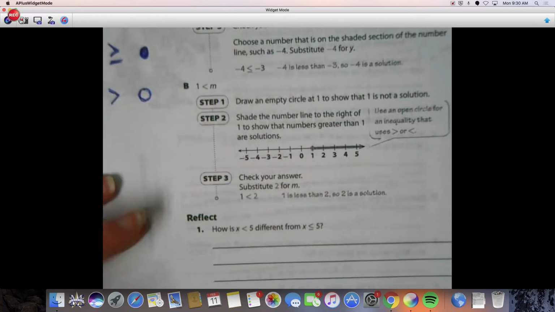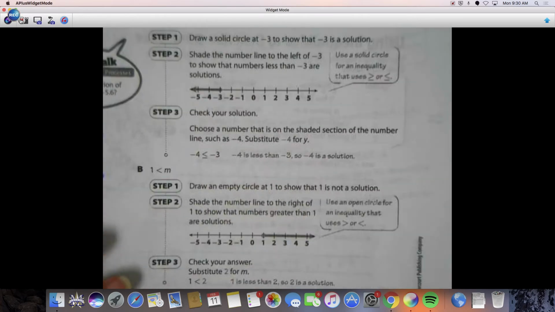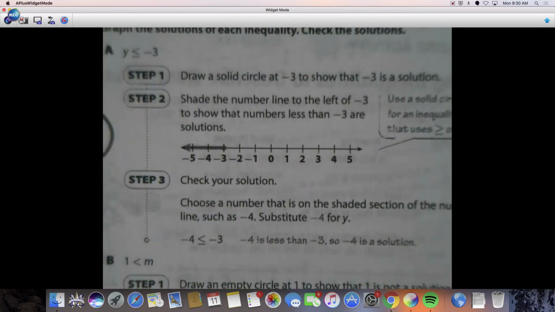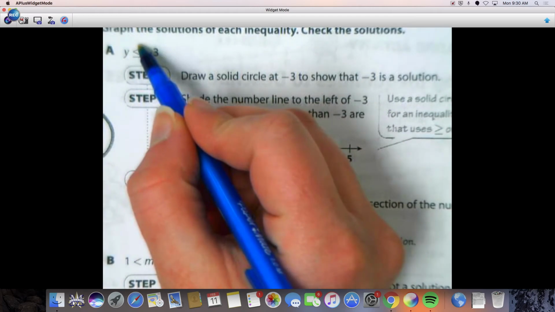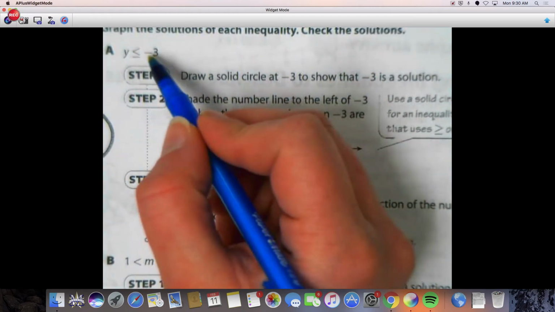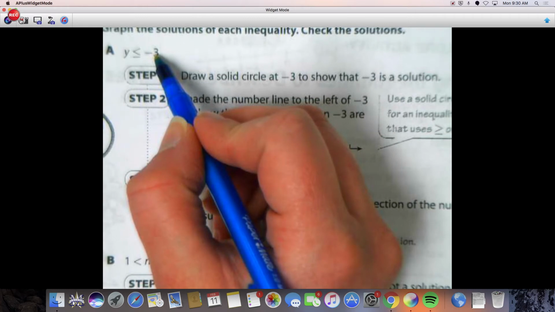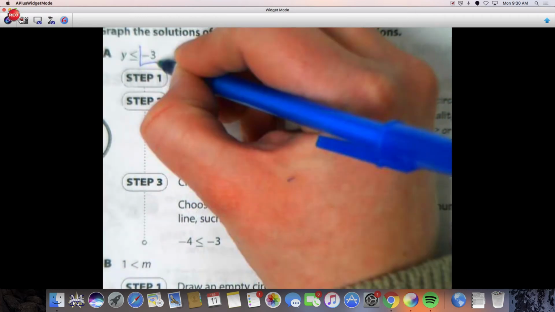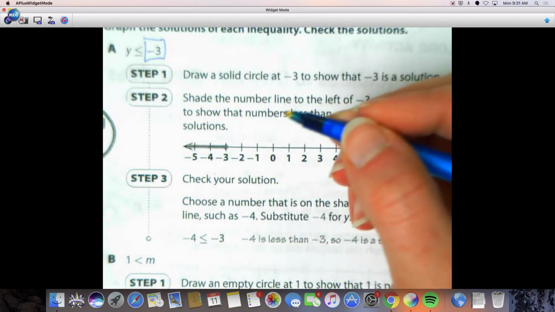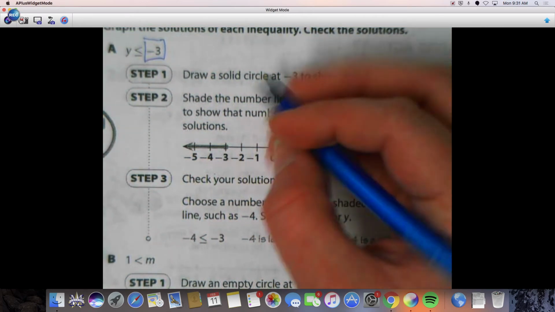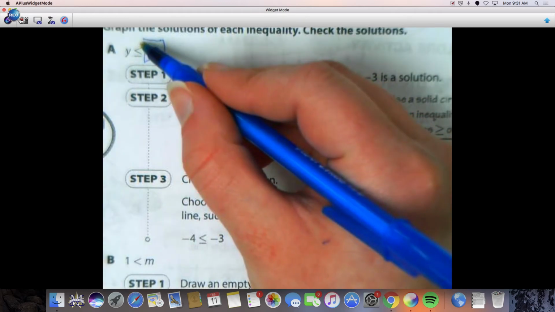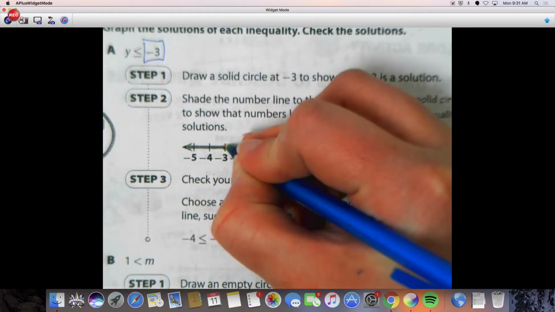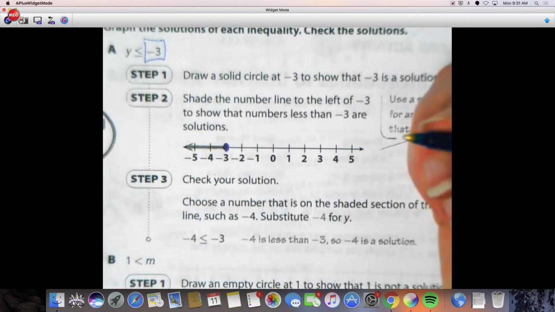If we look on page 350, if you look at this first example, they have y is less than or equal to -3. So you're going to take your number they gave you, which in this case is -3, and that's where your dot is going to go. Because this was a less than or equal to, it's going to be a shaded circle.